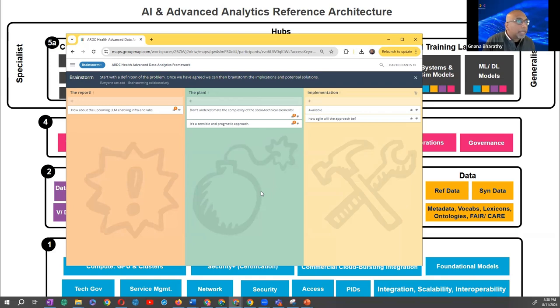And implementation available, and how agile will the approach be? Available, I did not quite understand. Could you actually speak up, maybe give us some clarity on that? Or else add more information into the group map.